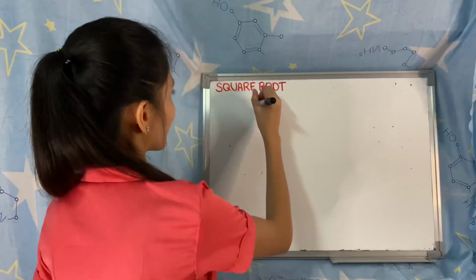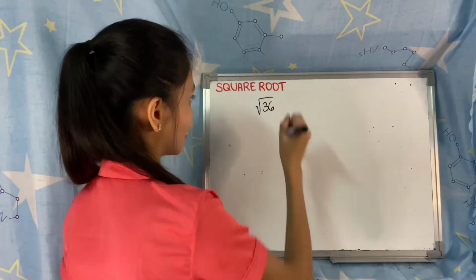Kapag ang number is a perfect square, it is a rational. Pero kung ang number ay hindi perfect square, it is irrational. Kasi siya ay non-terminating and non-repeating. Non-terminating meaning wala siyang katapusan, non-repeating meaning wala siyang nauulit na number. Kung baga, walang nauulit na pattern ng number. So that is considered as irrational.